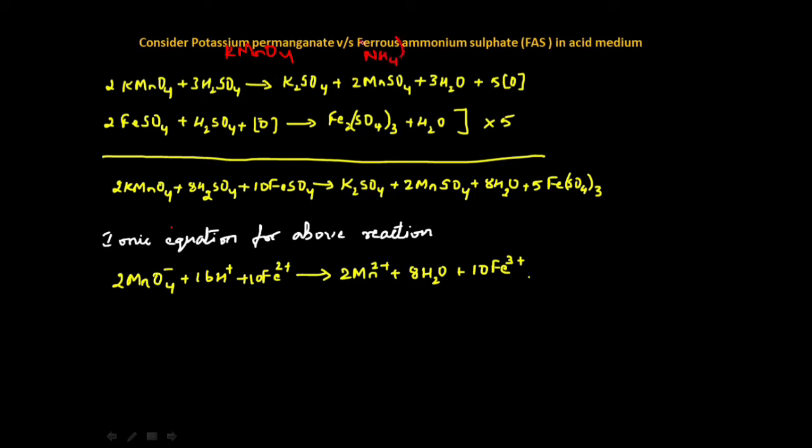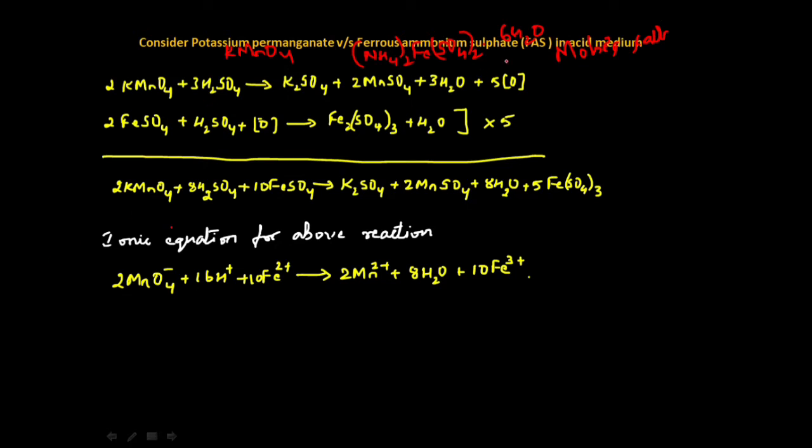NH4 twice FeSO4 twice dot hexahydrate, 6H2O. This is ferrous ammonium sulphate. This is also known as Mohr's salt. You remember this? Mohr's salt. Mohr's salt is nothing but ferrous ammonium sulphate.